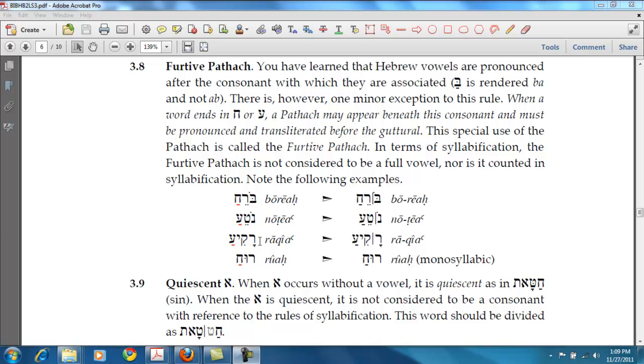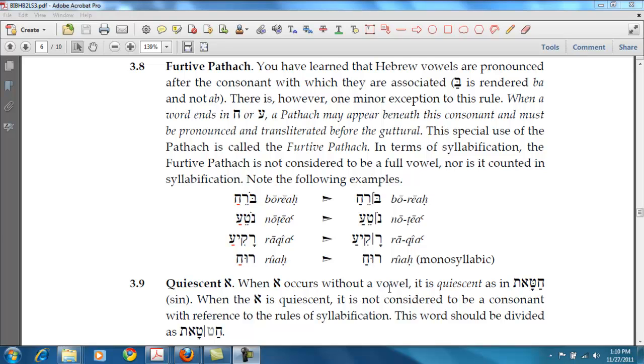We have the third word, raqia, the firmament. And we also commonly know, this is very common to us, ruach. And this is one syllable. It's not ru-ach, it's ruach, one syllable. It gives that chet a sound right there at the end.